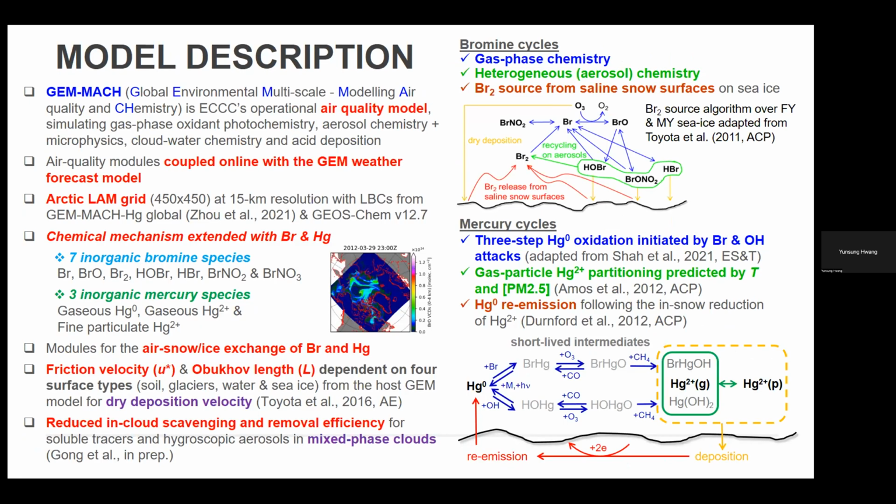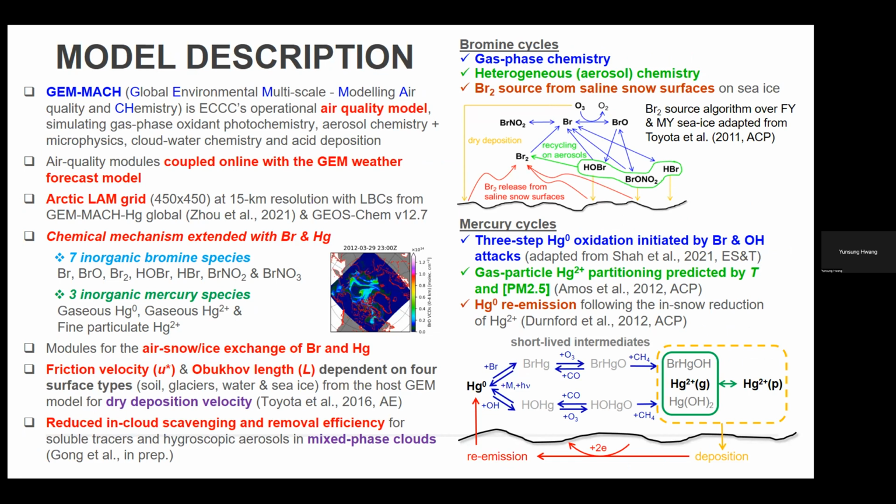GEM-MACH is a Canadian operational air quality model, which of course doesn't simulate bromine normally. And the Arctic region is not really a region of interest. So what we do here is the extension of the chemical mechanism into bromine and mercury, 7 species for bromine, 3 species for mercury. And we also included the air-snow mass exchange for bromine and mercury.